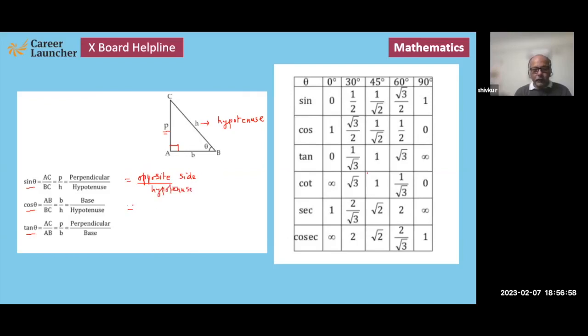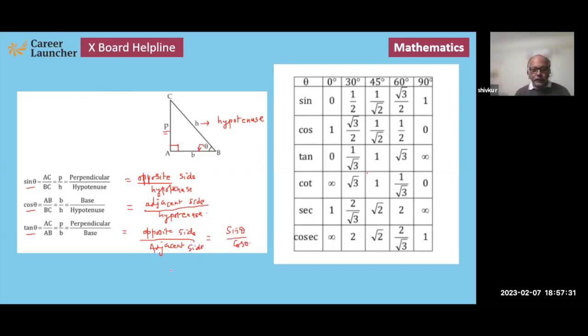Similarly, cos theta will be equal to adjacent side to the hypotenuse. So what is adjacent? Adjacent is next to the theta. And tan theta is nothing but opposite side by adjacent side, and this is also equal to sine theta by cos theta.